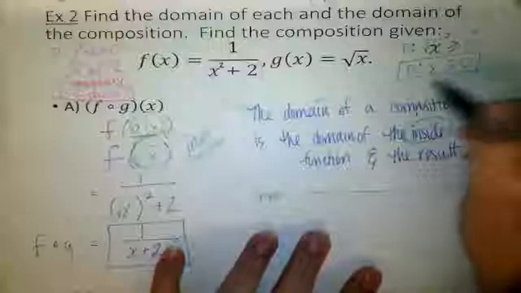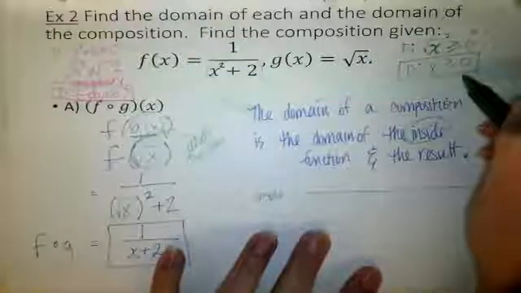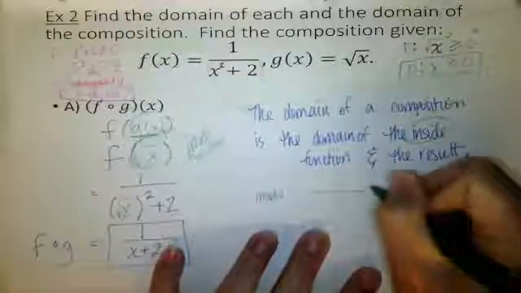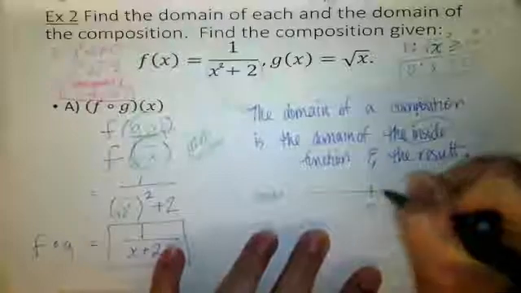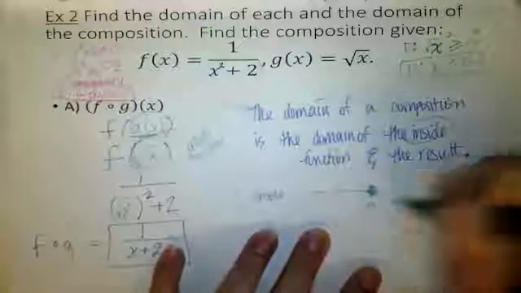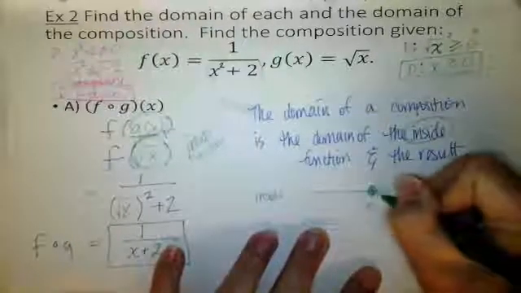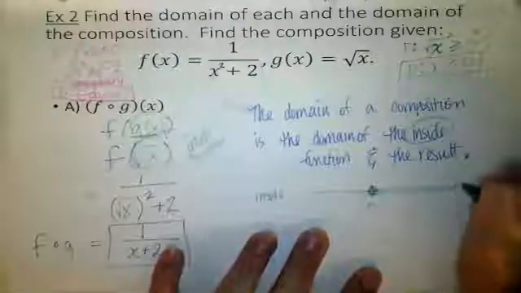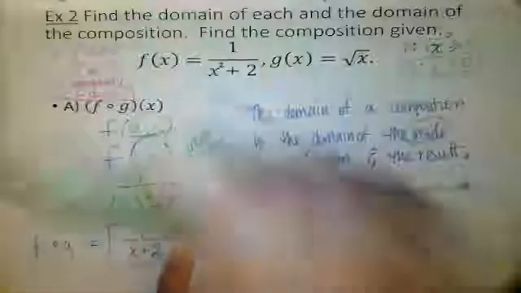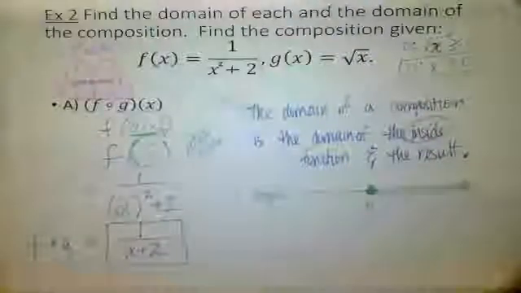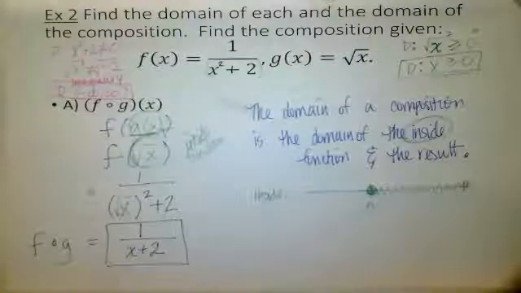Right here, this is the domain of my g of x function. x had to be greater than or equal to 0. So there's 0, and I'm going to put a big solid dot there at 0, and I'm going to shade to the right. My green pen is dead. It's very sad when your pen's dead.